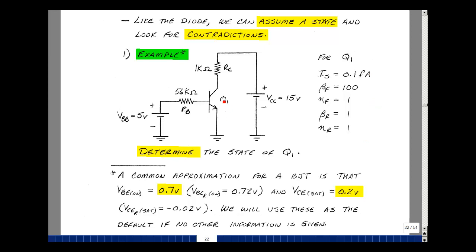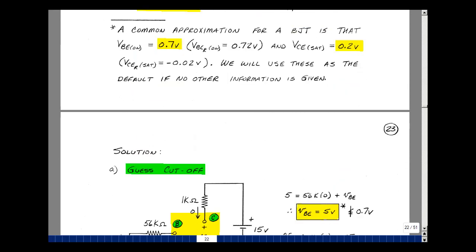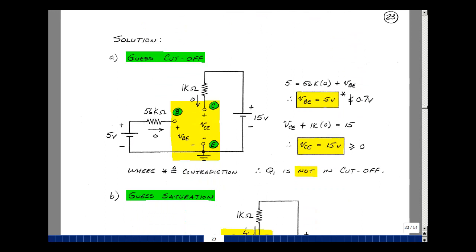Let's determine the state of Q1. In order to do that, we need to know what VBE on is and what VCE sat is, because we know what beta F is. If we're not given any other information, let's assume that VBE on is 0.7 and VCE sat is 0.2. If we were to guess the inverse mode, let's assume that the base collector on voltage is 0.72 and that the collector emitter saturation voltage is minus 0.02. Let's just take random guesses and see what kind of results we get, and then we can take a look at maybe a generalization of guessing.